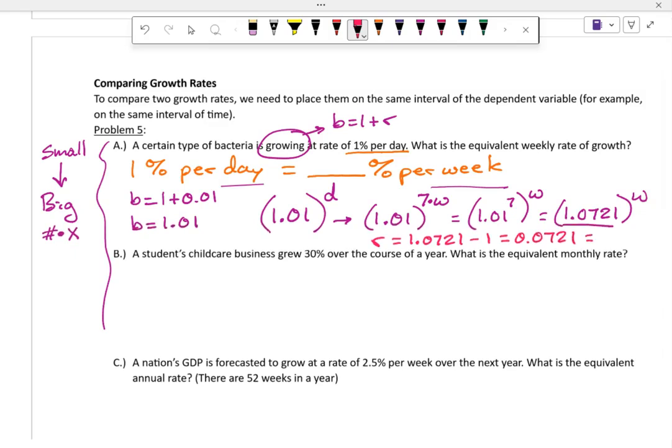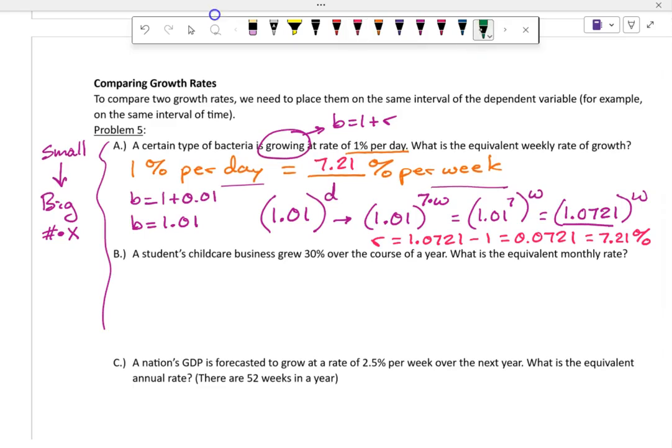What is that as a decimal? Or not as a decimal, sorry. That is a decimal. What is that as a percentage? 7.21%. And that's my answer. So 1% per day is the same as 7.21% per week.